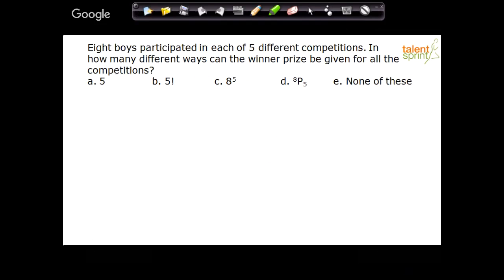Satish Kumar has given me the answer as D. Srivella says D. Samuel says 8P5.